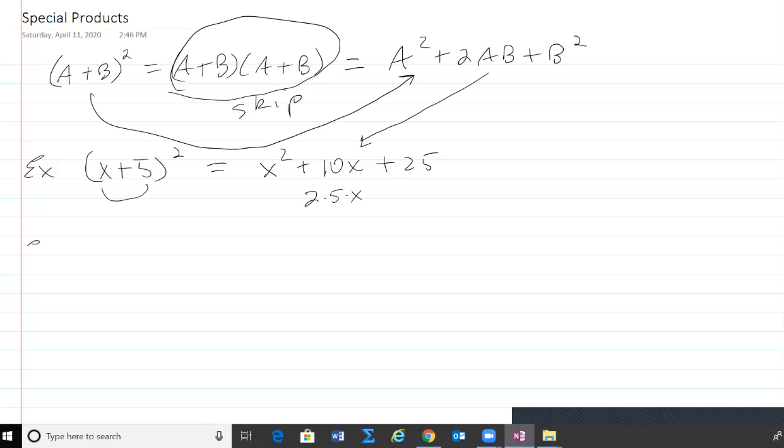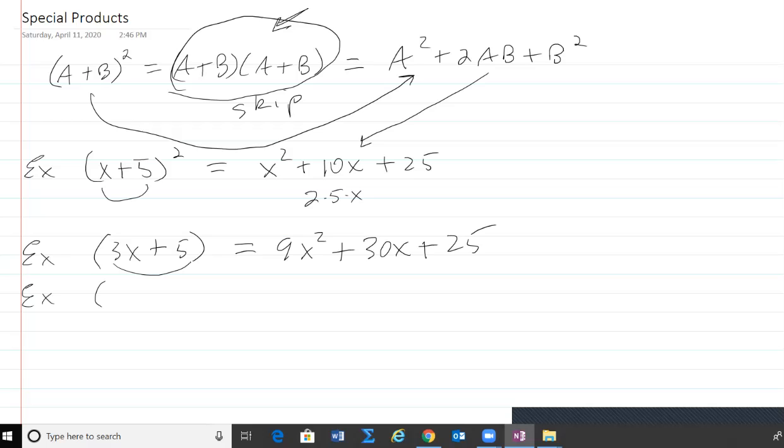Okay, so the point is that this shouldn't take you longer than doing it the long way. This is a long way. This should go faster. That's the idea. This is a 9x squared plus, now I gotta take 3 times 5 is 15 and double it, so it'd be a 30x, and then of course another 5 squared, which is 25, and it's done.